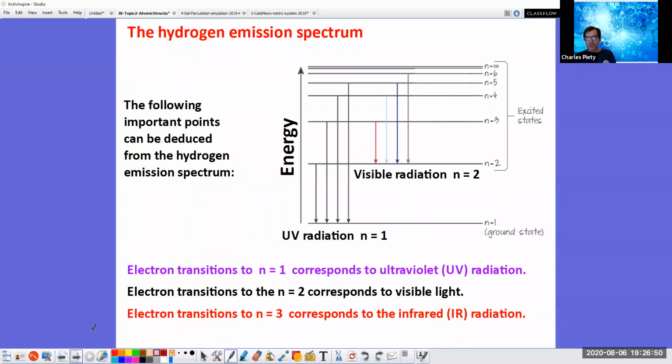There we go. This is the hydrogen emission spectrum. And you can see here, this is all transitions down to the first energy level. So that's associated with UV light. These are our visible light, and we know it's visible light too because they're giving us these colors. And this would be infrared radiation down here.